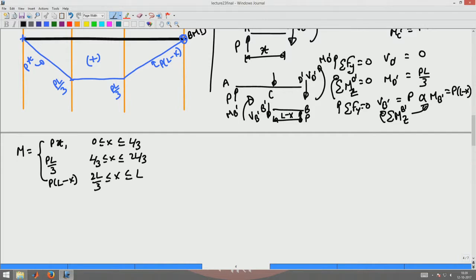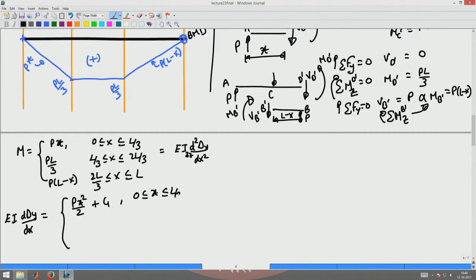To find the deflected shape, you know that this bending moment is nothing but EI d square delta y by dx square from the bending equation. So, to get the slope, that is EI d delta y by dx, I integrate this equation once to get P x square by 2 plus C 1 in the region 0 less than x less than or equal to L by 3, and I get P L by 3 into x plus C 2.